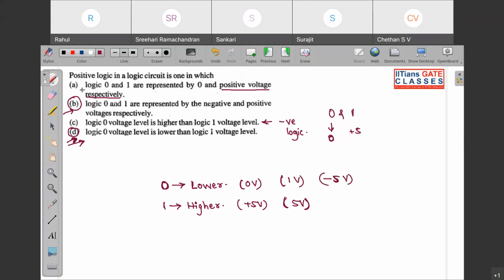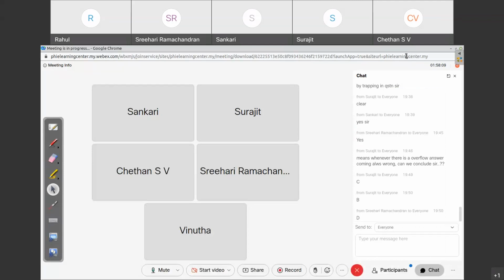Why option A is wrong, I am telling. Logic 0 and 1 are represented by 0 and a positive voltage. Okay, so even option A can be correct for positive logic. So I guess this is a multiple select type question. So options A and D both can be correct. Tell me, is this clear? Okay, fine.